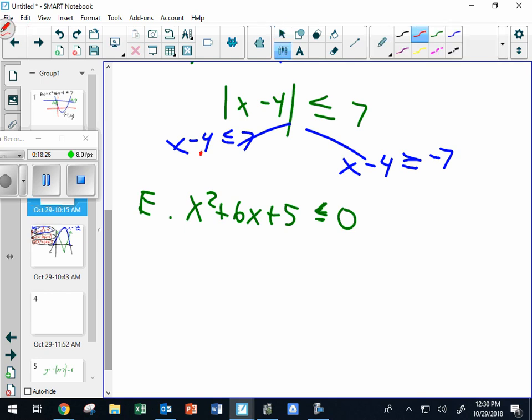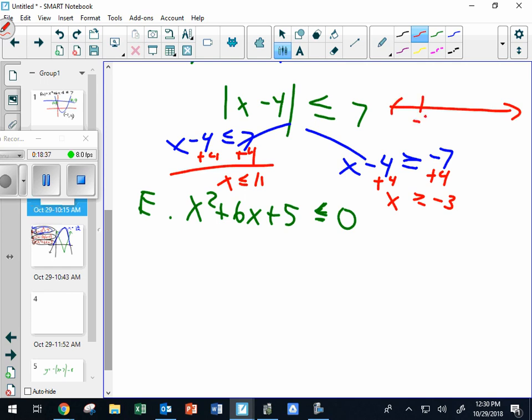Now we're adding 4: x less than or equal to 11, and x greater than or equal to negative 3. On a number line that would look kind of like this. Here's a negative 3, and it's greater than or equal to that, and then it's supposed to be less than or equal to 11. Here's an 11. It really makes it easy to see when it's on a number line. If they said between negative 3 and 11 with brackets, that would have been okay too.